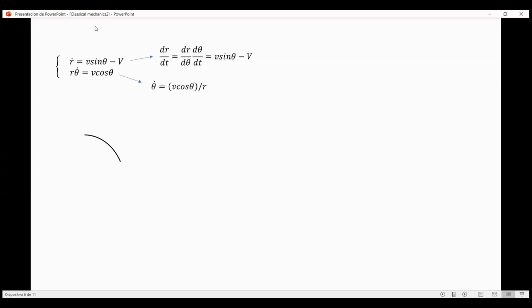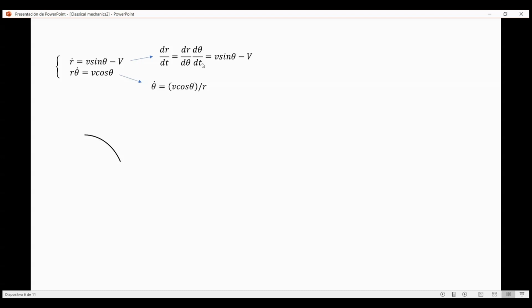Okay, and r dot is simply the derivative of the radial coordinate with time. But we are looking for the radial coordinate depending on theta, that formula in the first slide about the secant and the tangent. So if we apply the chain rule, the derivative of r with time is the derivative of r with respect to theta multiplied by the derivative of theta with time. And this is equal to v sine of theta minus capital V.